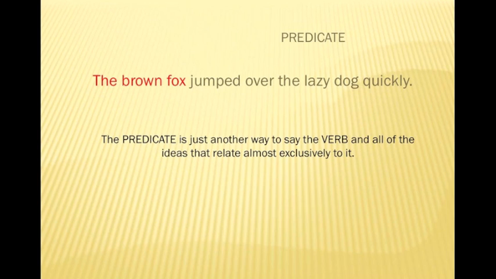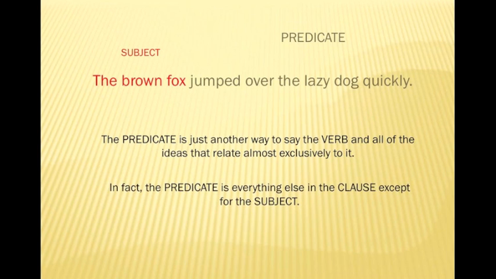Now we've created a new term, the predicate. The predicate is just another way to say the verb and all of the other ideas that relate almost exclusively to it. So if you notice in this example, all of the other ideas have some relationship with the verb in the sentence. In fact, you can think of it like this. The predicate is everything else in the clause except for the subject. So notice the brown fox is part of the subject. Everything else belongs to this new relationship or this new term called the predicate.